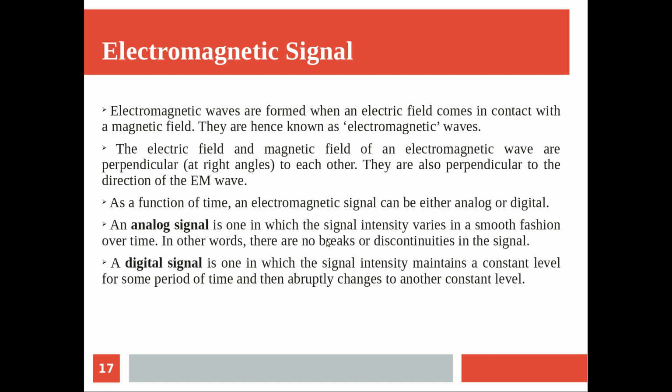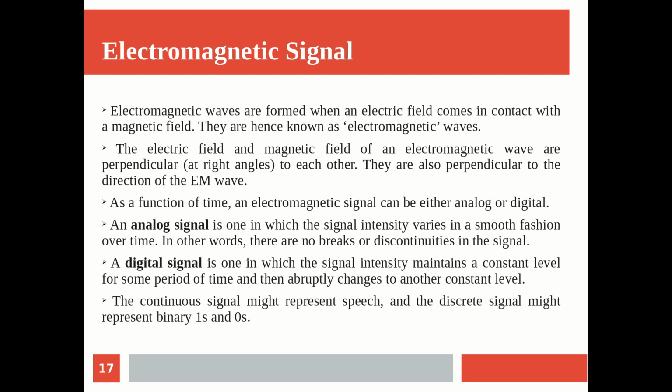When it comes to a digital signal, that is the discrete counterpart, it is one in which the signal intensity maintains a constant level for some period of time and then abruptly changes to another constant level. So, there will be 2 or 3 or some n number of levels, and it will retain a particular signal level fixed for a particular duration of time. Then it will abruptly change to the other signal level, and if there are 2 levels, it will change the signal level to and fro. So, here you can see a discrete concept.